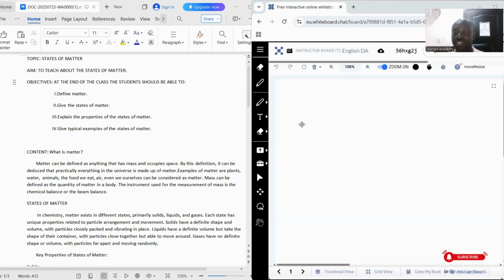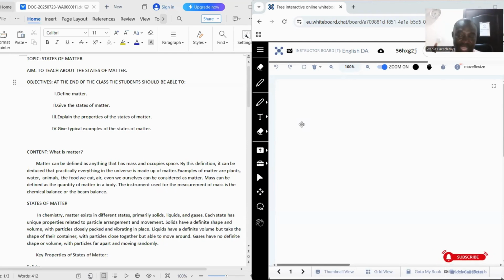For example, the food we eat is matter. The water we drink is matter. The air that we inhale is matter. Plants can be considered as matter. Animals can be considered as matter. Chairs, tables, clothes, all these substances occupy space and have mass. Even we ourselves can rightly be considered as matter.